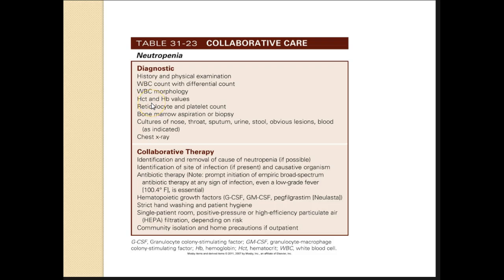You also look at the hematocrit and hemoglobin values to see if there are actual signs and symptoms of bleeding or anemia. We will look at the platelet count. The patient may require a bone marrow aspiration if this is an unknown reason or onset for neutropenia. And as discussed, the cultures from any areas that have been ordered and a chest x-ray.